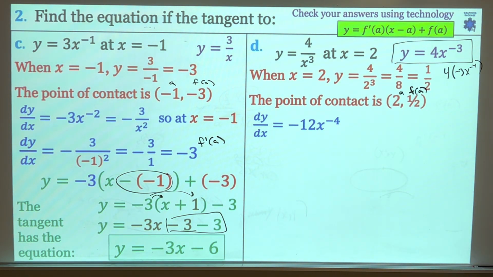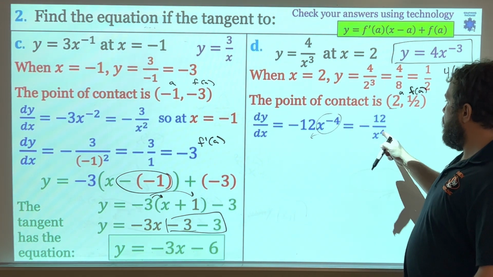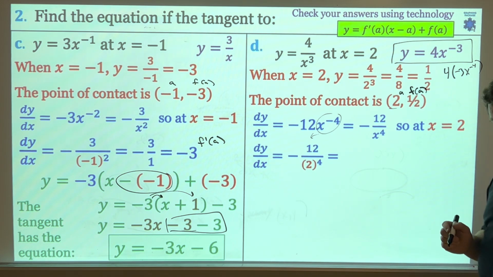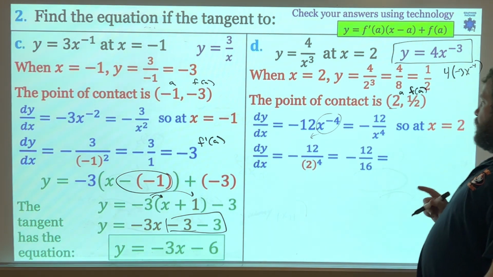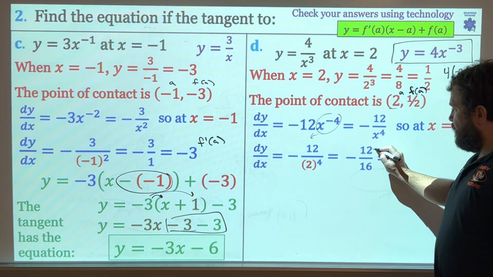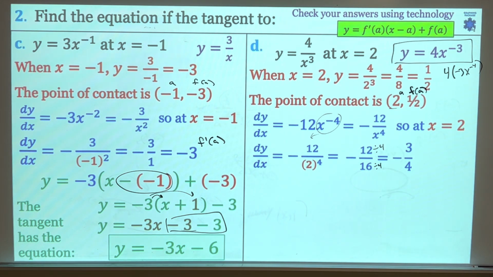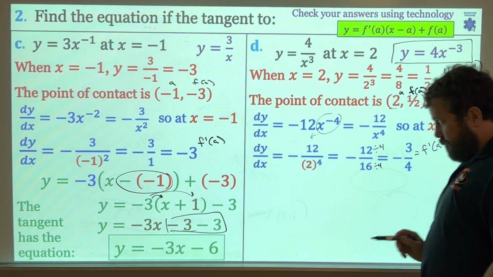In order to find f prime a, we're going to take our x, or our a, which is 2. Negative 12 over x to the 4th, because this is to a negative exponent, you can move it to the bottom. You put the 2 there, not the 1/2. So at x equals 2, negative 12 over 2 to the 4th. 2 to the 4th is 2 times 2 is 4, times 2 is 8, times 2 is 16. So it's negative 12 over 16. I can divide both of these by 4, negative 3 fourths, which is my f prime a.